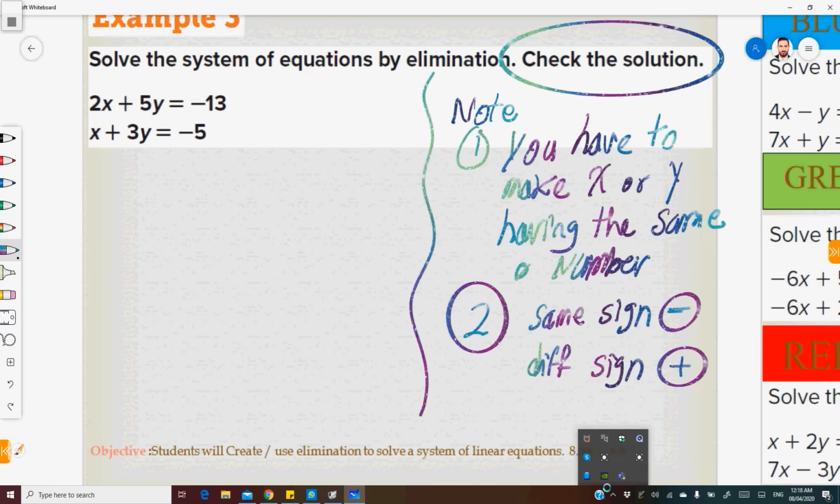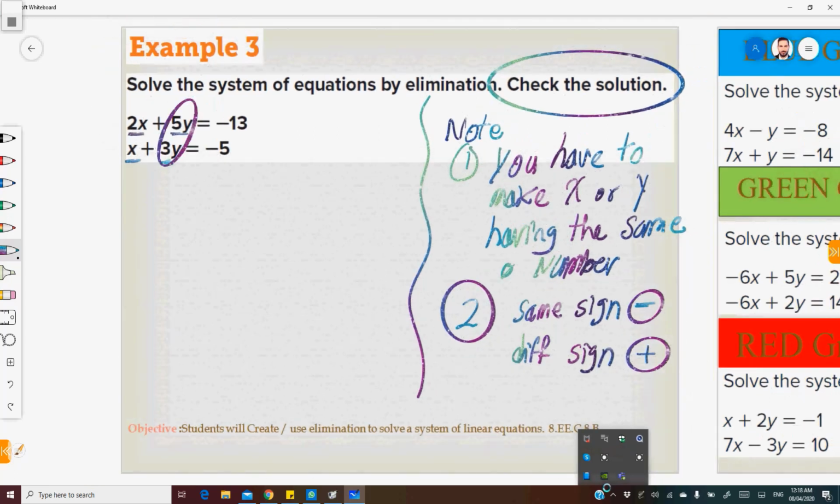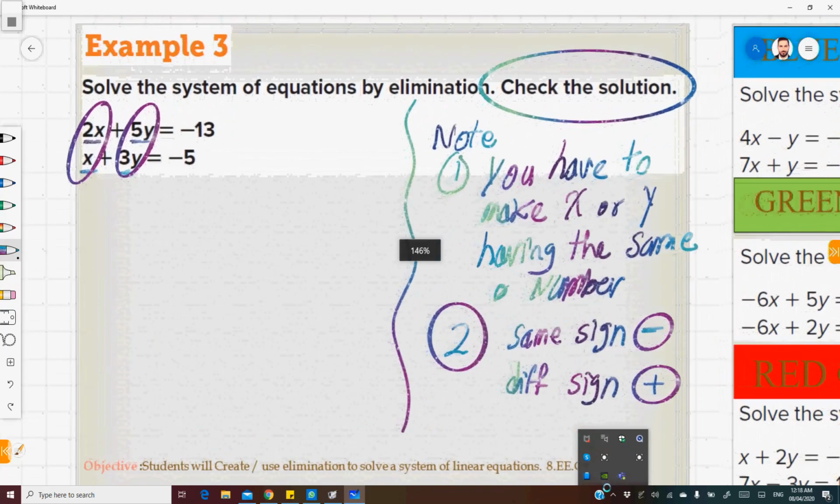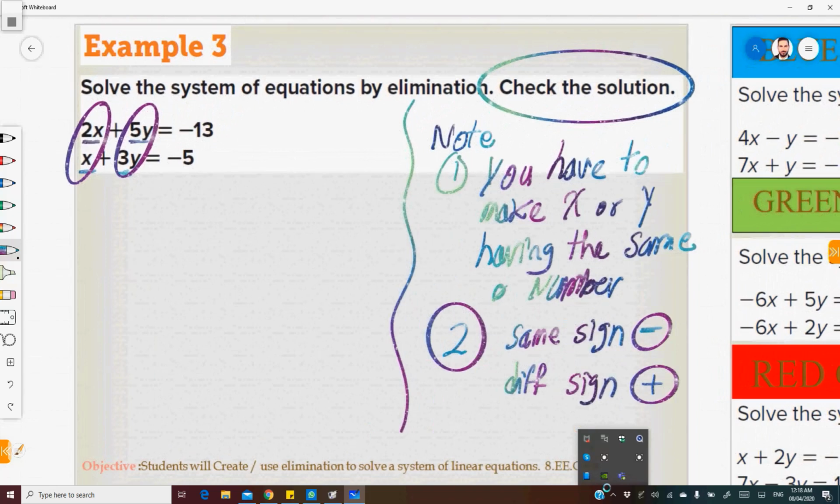First of all, here I have 2x, 5y, and x and 3y. Actually, y is not similar to y, and x is not similar to x. How can I change x to be the same as the x below it, or how can I change y to be similar to the y below it? It's better for me in this case to multiply the second equation by 2. You know why I'm multiplying it by 2? Because I have 2x up. So let me erase and start from the beginning.